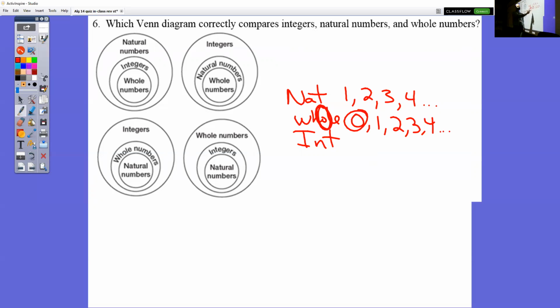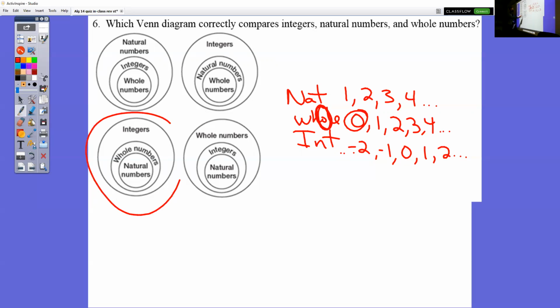Integers include negative numbers as well. So -1, -2, -3, -4, so on and so forth. But it also includes 0 and 1 and 2 and so on and so forth. So the biggest group out of these 3, the one that has the most numbers, are integers. Then the next group, we would get rid of the negative numbers, so we would have just whole numbers left. Then we'd get rid of the 0 and we would have just natural numbers. So natural numbers are your smallest out of the group.